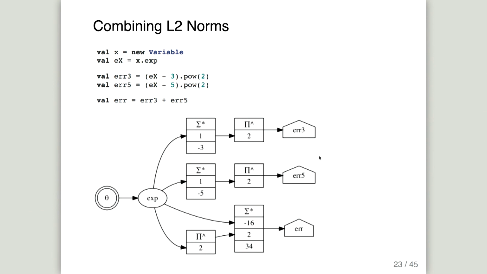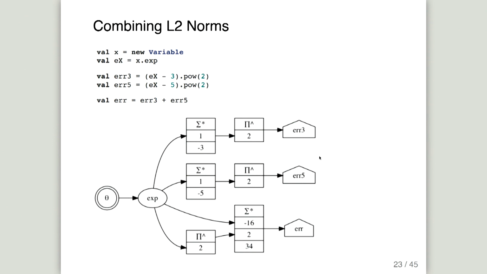So this is, we're taking an L2 norm, like a squared error, similar to that normal PDF we saw before. And so we have, say, e to the x as the parameter that we think is the mean of something here. And we have a couple of data points, 3 and 5. So we're going to take the difference between e to the x and 3 and square it. We're going to take the difference between e to the x and 5 and square it. So individually, those are fairly straightforward.